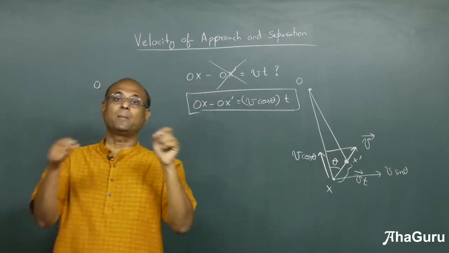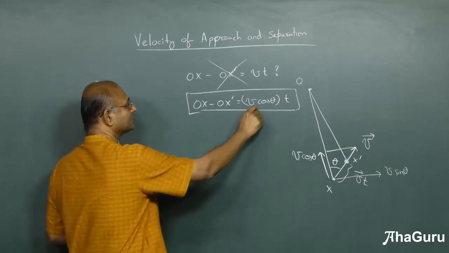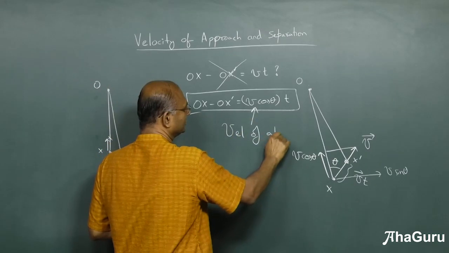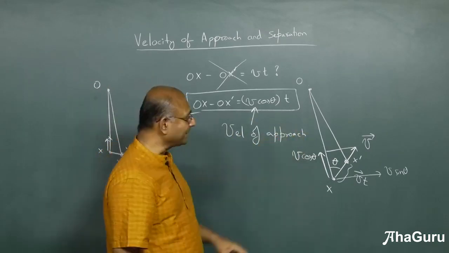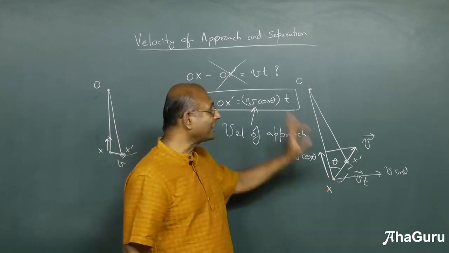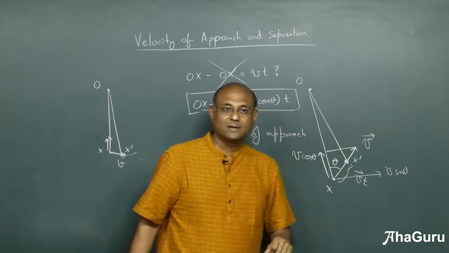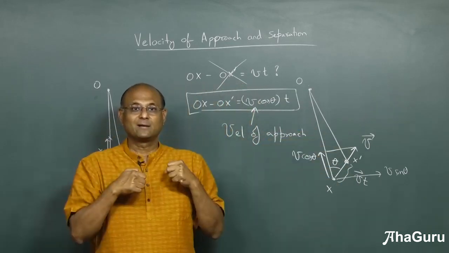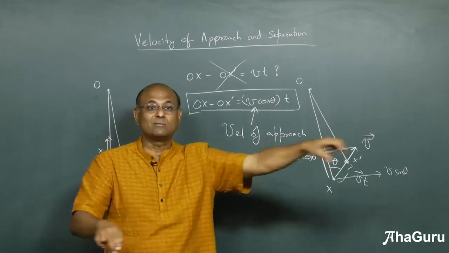So what is making you approach O? V cos theta. So we call v cos theta the velocity of approach. It is not the same as the velocity of the object. It is not relative velocity. Relative to O, what is the velocity of x? It is v. It has both v cos theta and v sin theta. But what makes you get closer? V cos theta. What does v sin theta do? It just takes you around.